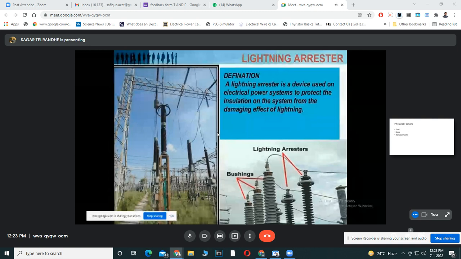The power transformer. Then we have a power transformer. The purpose of the power transformer is to help with voltage measurement.